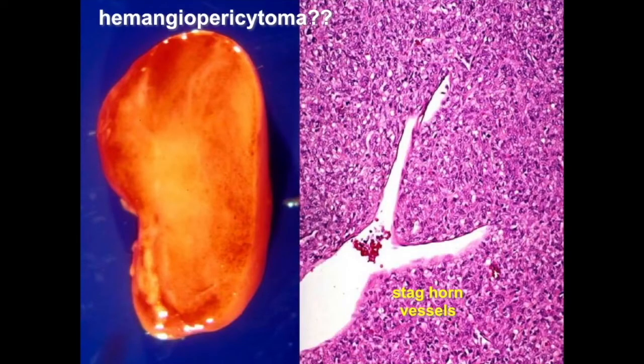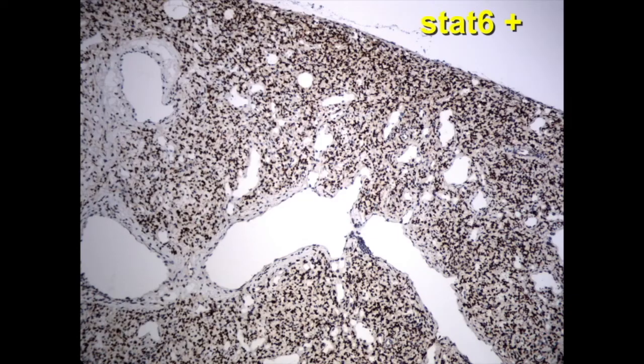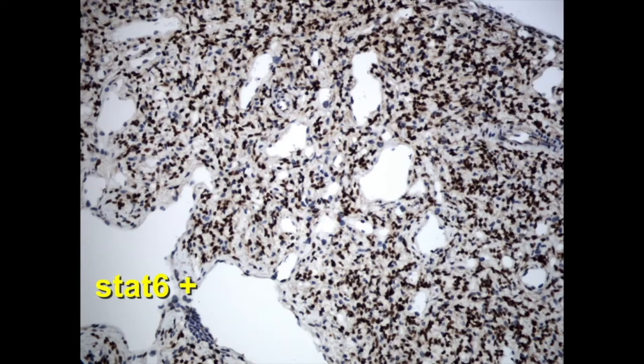Here's a case that we had in the first edition of my textbook as a hemangiopericytoma. This is what it was diagnosed as many years ago. It had the classic staghorn vessels, sinusoids. We actually retrieved the paraffin block from this case from our archives and performed the STAT6 stain, and of course it was positive, consistent with a solitary fibrous tumor.